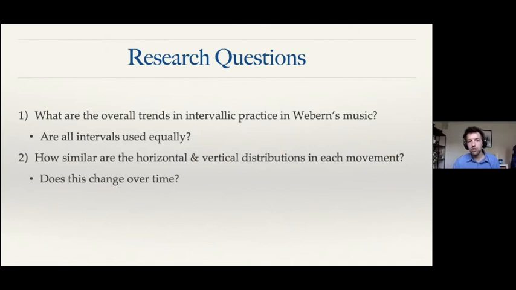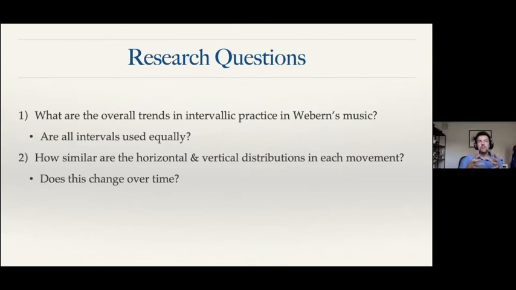The second research question is then to consider how similar the horizontal and vertical distributions are in each movement. When I said I was going to calculate a single distribution for each movement, what I really meant was I'll calculate two. One deals with horizontal or melodic intervals, and a second deals with vertical intervals, so the intervals between notes in a given simultaneity or verticality. And when we have those two distributions, we can ask how similar they are. If he prefers in a given movement to use lots of linear semitones, are there also lots of vertical semitones?